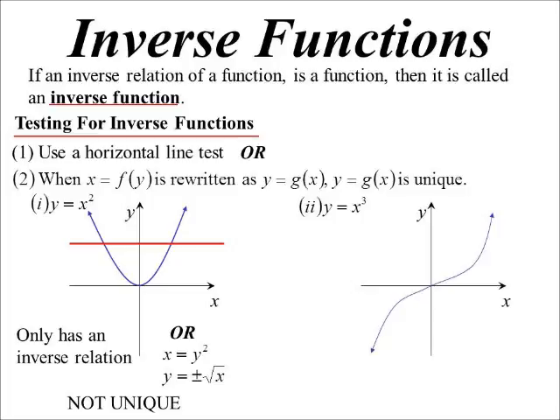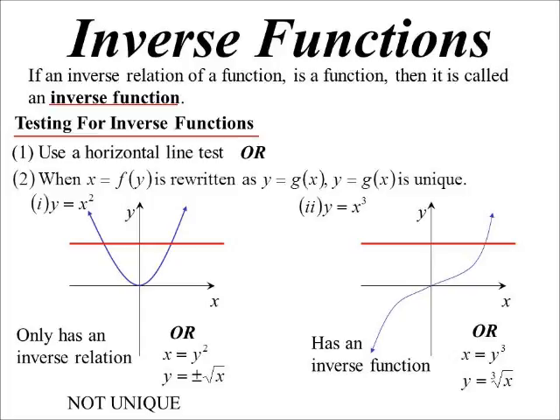Whereas, say, the cubic satisfies the horizontal line test. So yes, it will have an inverse function. If I swap the x and the y's around, there it is, x equals y cubed. If I make y the subject of that, I get y equals the cube root of x. But not plus or minus, it's just y equals the cube root of x. So it is unique. There is only one possible answer there. So yes.